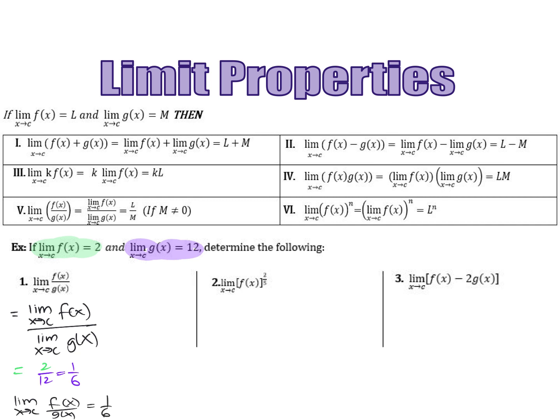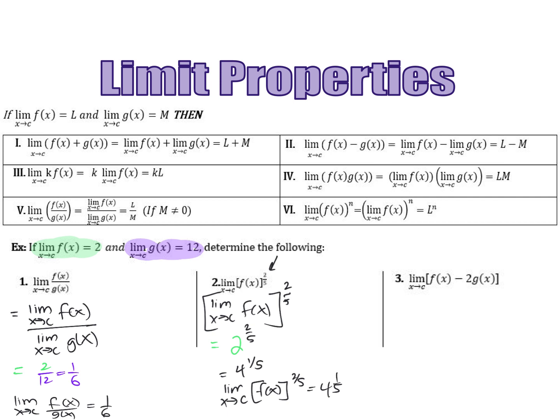Okay, number 2, this exponent to the power of 2/5, we can actually take the limit first. That's what our limit properties say, as long as this limit as x approaches c of f of x exists, which it does. Let's clean that up a little bit. There we go. So what we can do is evaluate the limit first, which is going to give us 2. So this is going to equal 2 to the power of 2 over 5, and 2 squared is 4. So I'm going to rewrite this as 4 to the power of 1/5. So the limit as x approaches c of f of x to the power of 2 over 5 is equal to 4 to the 1/5 power.